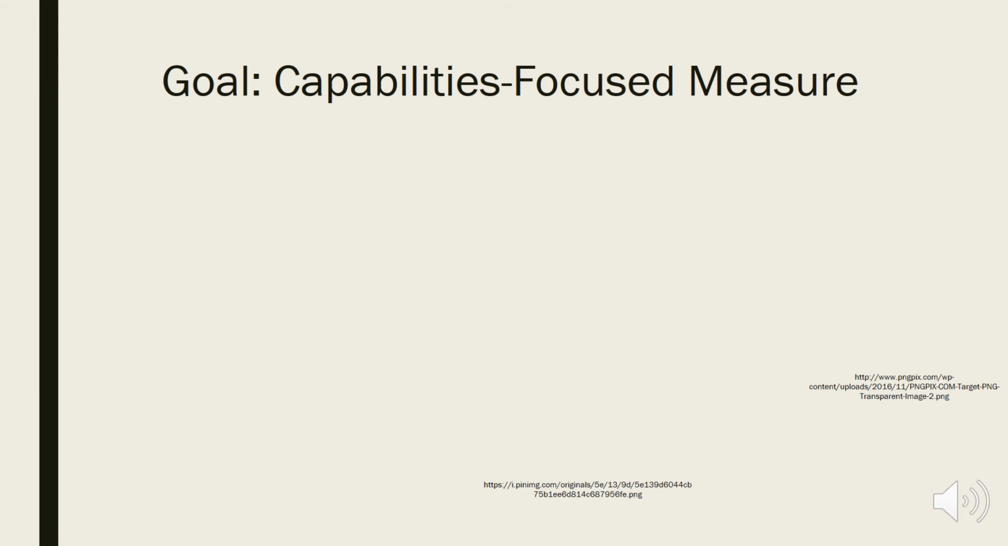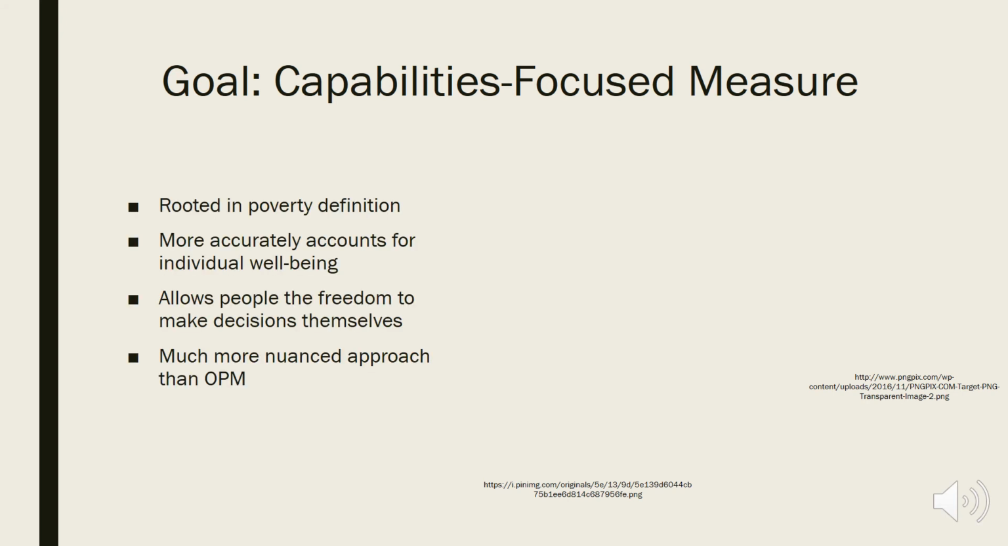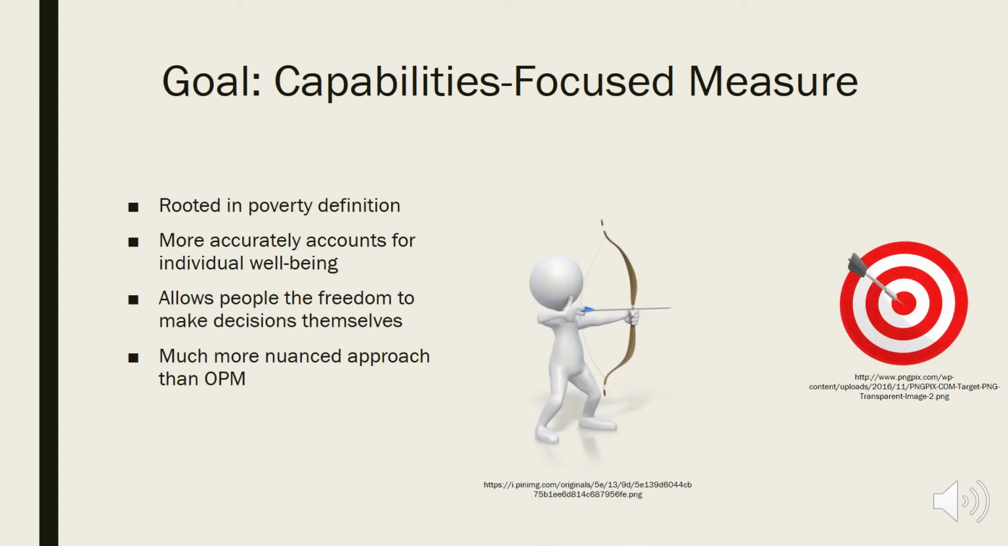Our goal is to find a poverty measurement focused primarily and predominantly on a person's capabilities. We feel as though it is imperative that we diverge from the OPM and find a measurement that better suits our definition of poverty, one that more accurately accounts for individual well-being, one that allows people the freedom to make decisions for themselves, and one that is much more nuanced in approach than the OPM. We know that this approach is idealistic and, in a way, shooting for the stars. However, it is better than settling for a standard just because it is easy to measure.